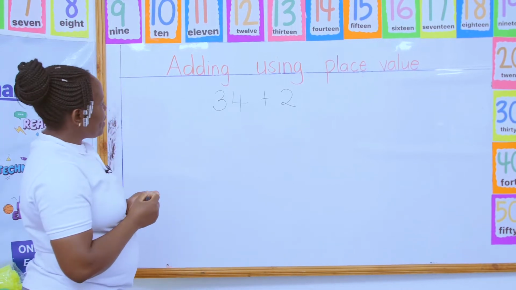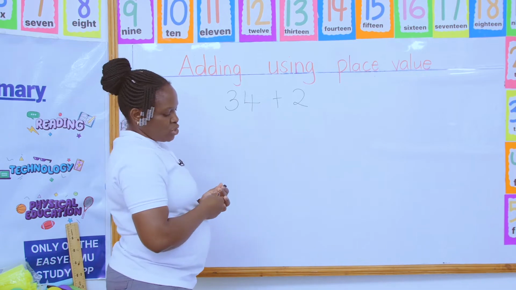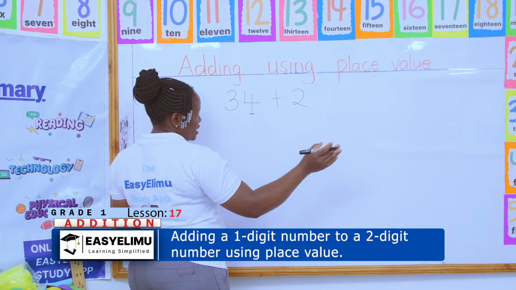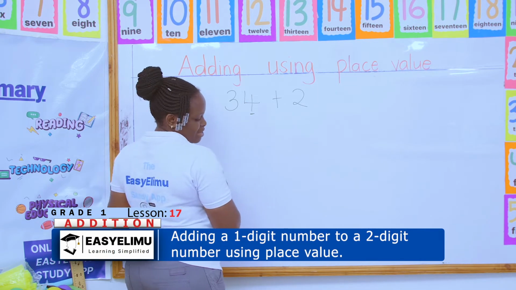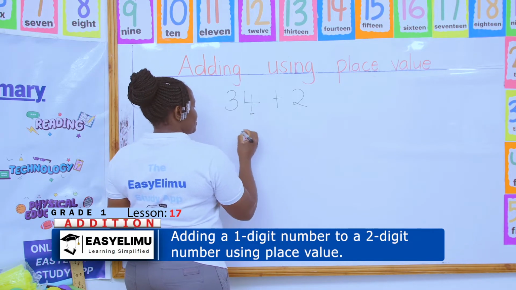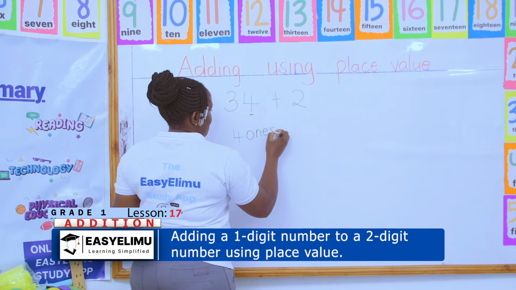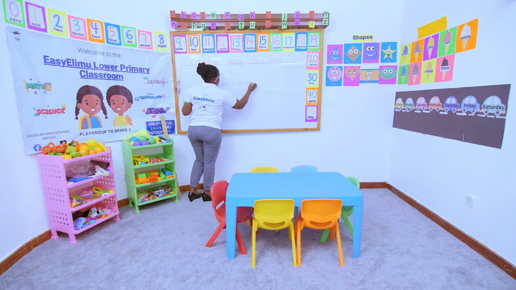And as the word place value means, you must place each number where it's supposed to be. For example, here, when I look at 4, what is the place value of 4? We said we start with the ones, then we come to the tens. So the place value of 4 is ones. So what am I saying? I'm adding the ones first. I will say 4 ones plus 2 ones.